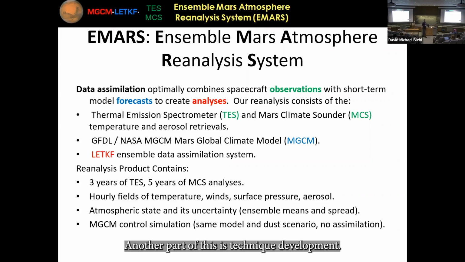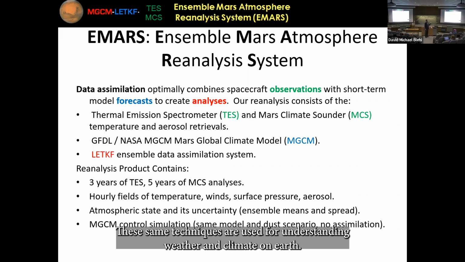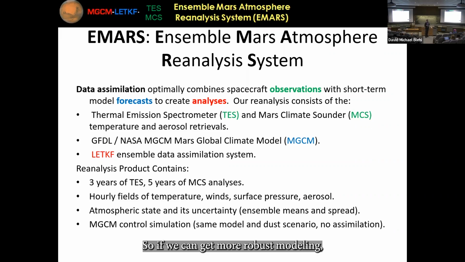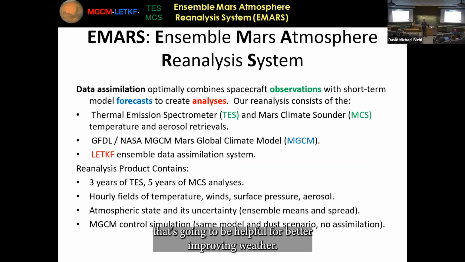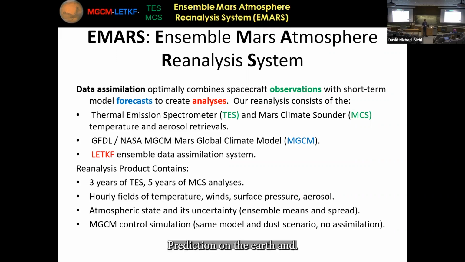Another part of this is technique development. These same techniques are used for understanding weather and climate on Earth. So if we can get more robust modeling, more robust data assimilation systems that are applicable in a wide variety of contexts, that's going to be helpful for better improving weather prediction on the Earth, and links into the Earth side of my weather prediction work.